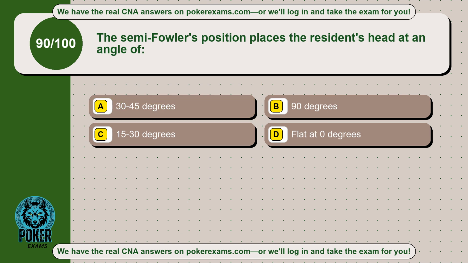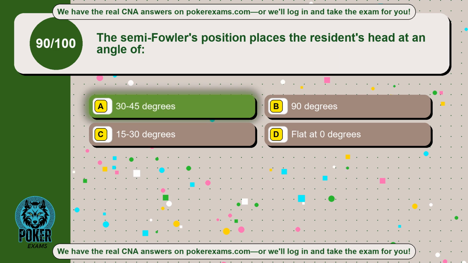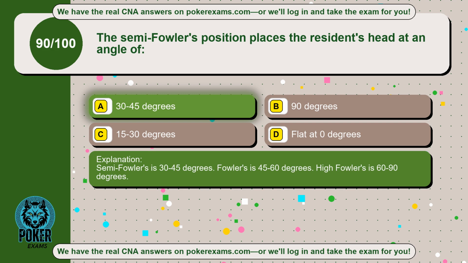Question 90. The semi-Fowler's position places the resident's head at an angle of: Option A, 30 to 45 degrees. Option B, 90 degrees. Option C, 15 to 30 degrees. Option D, flat at 0 degrees. The correct answer is option A, 30 to 45 degrees. Semi-Fowler's is 30 to 45 degrees. Fowler's is 45 to 60 degrees. High Fowler's is 60 to 90 degrees.